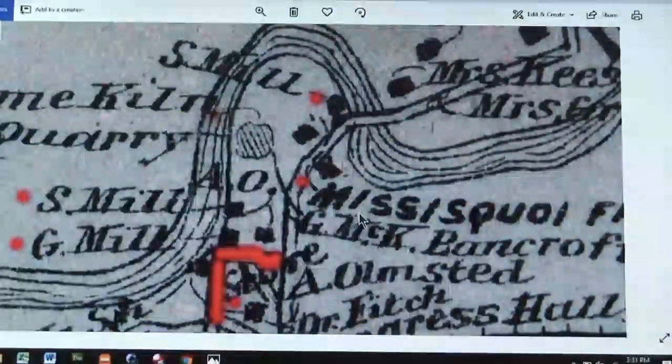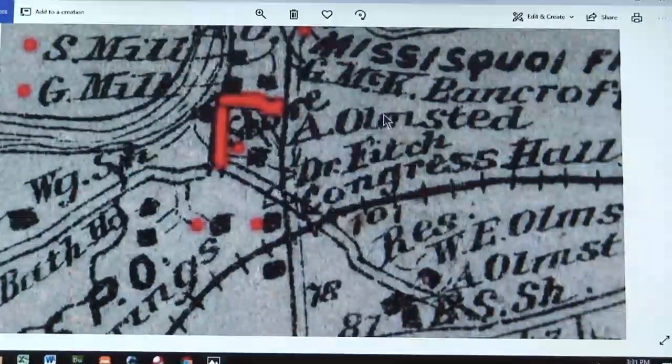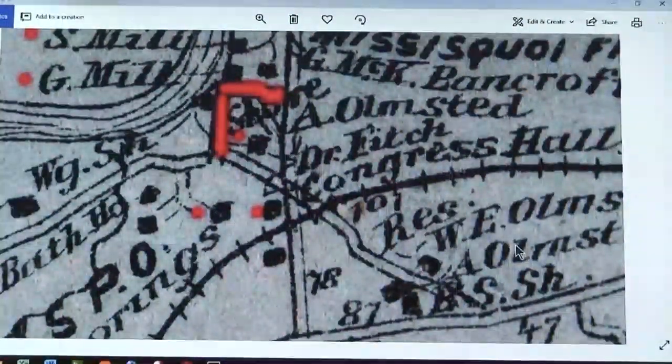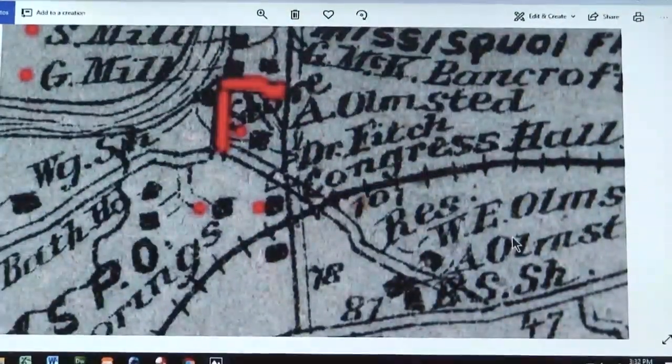We go a little further up on the map, just before we get to the bridge. Here's a grist mill and a sawmill. These, I'm not sure who built. This sawmill right here was originally built by somebody named Bancroft. And right here is, in fact, the farm of M&K Bancroft. A little further down is Olmsted, and there's the Dr. Fitch. Down on the other side of the railroad tracks, we can also see a W.E. Olmsted and an A. Olmsted, as indicated as being people who lived in the village and had houses in 1871.